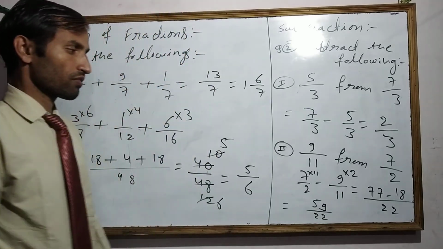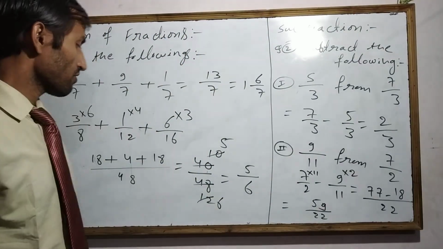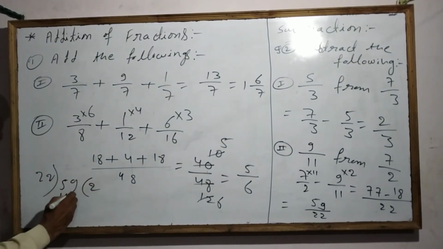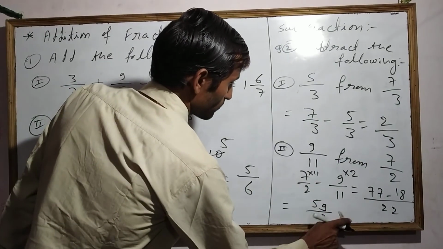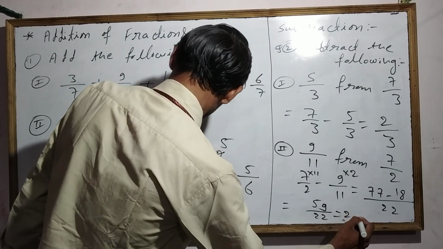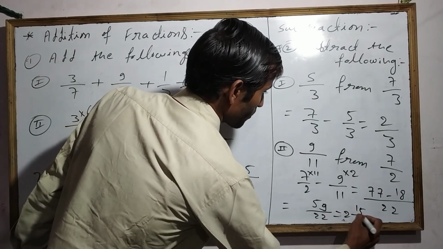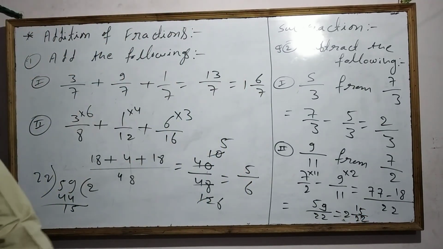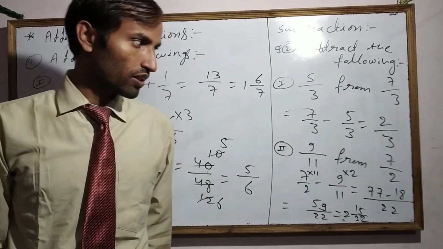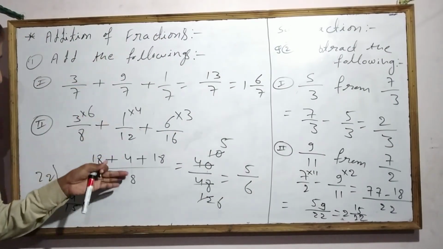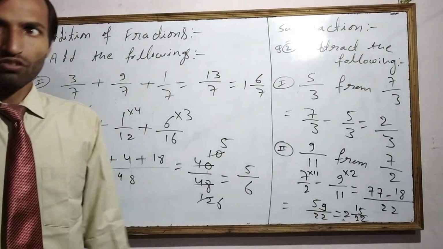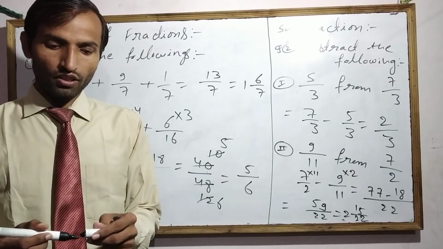Now convert into mixed fraction. So if you divide 59 by 22, 22 times 2 is 44. Now we will subtract, 5 and 1, so it will come 2 whole, just write down here 2 whole 15 upon 22. Means if numerator is greater than denominator, then we have to convert into mixed fraction. Okay, so these are the processes for addition, and this one is the process for subtraction of two fractions. So like that we have to do in the exercise. That's all.